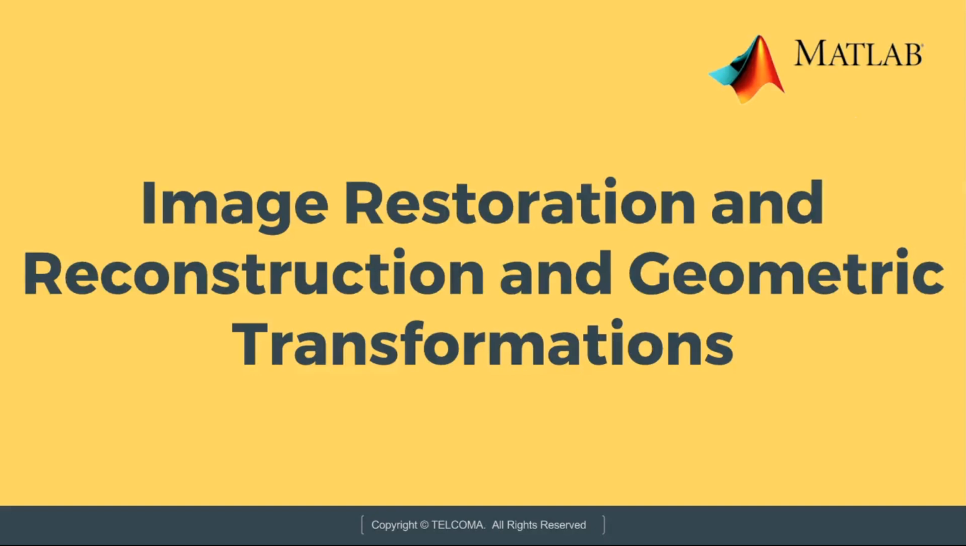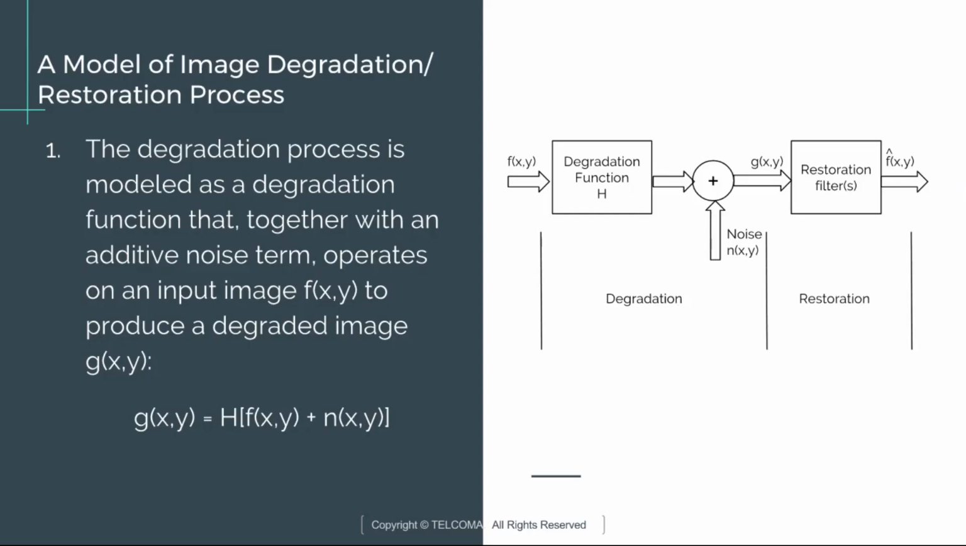Our next chapter is image restoration and reconstruction and geometric transformations. In this, we are going to start with a model of the image degradation or restoration process. The degradation process is modeled as a degradation function that, together with an additive noise term, operates on an input image, that is f(x, y), to produce a degraded image, that is g(x, y), and the equation comes out to be g(x, y) = h[f(x, y)] + n(x, y), where h is the degradation function and n(x, y) is the additive noise term.